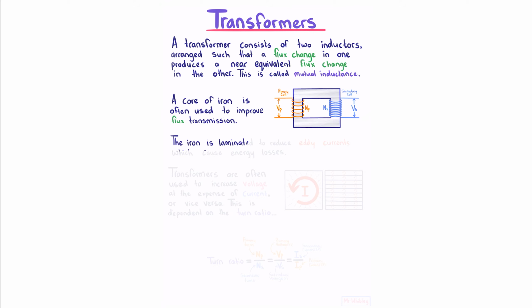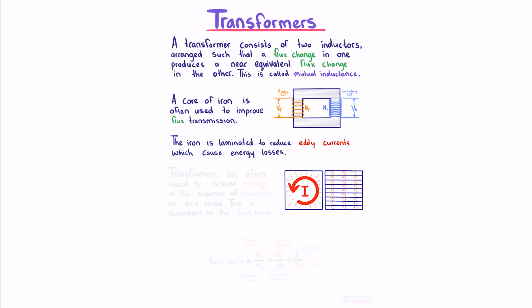The iron is laminated to reduce eddy currents, which cause energy losses. So if we had just one block of iron, the changing magnetic field would cause a large change in current, which would cause a lot of energy to be lost to heat. If we instead laminate this iron, then because the current cannot flow between the layers, we instead get a number of smaller currents, which amount to a smaller energy loss.